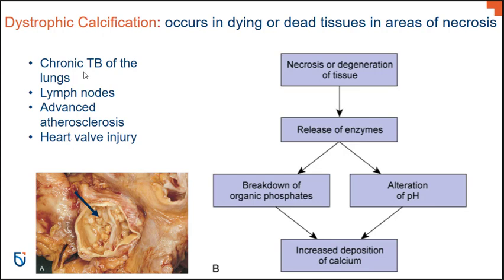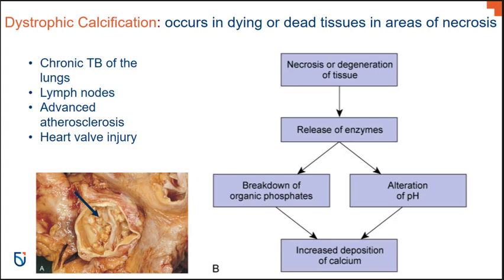Some examples of where it can be seen include those suffering from chronic tuberculosis of the lungs. It can be found in lymph nodes with certain conditions. Those with advanced atherosclerosis, remember that's narrowing of the arteries, usually as a result of plaque buildup. And heart valve injury. And here's an example showing you the buildup of calcium salts at the level of the heart valves. And as you can probably imagine, remembering back to the normal function of these valves, these calcifications are going to make it very difficult for these valves to function properly.